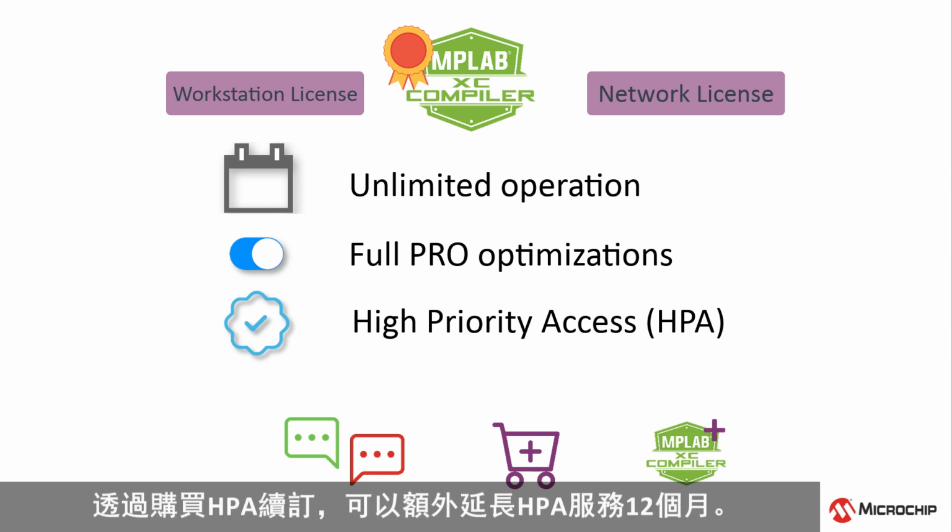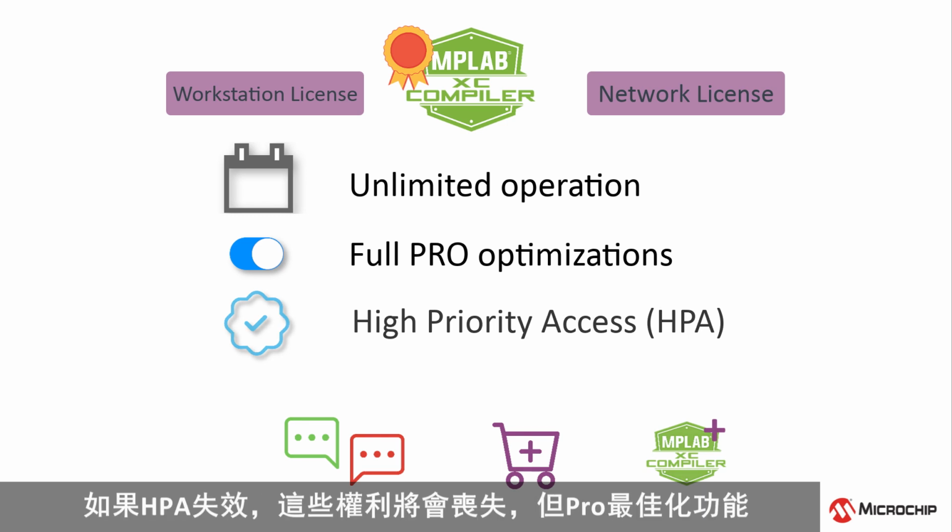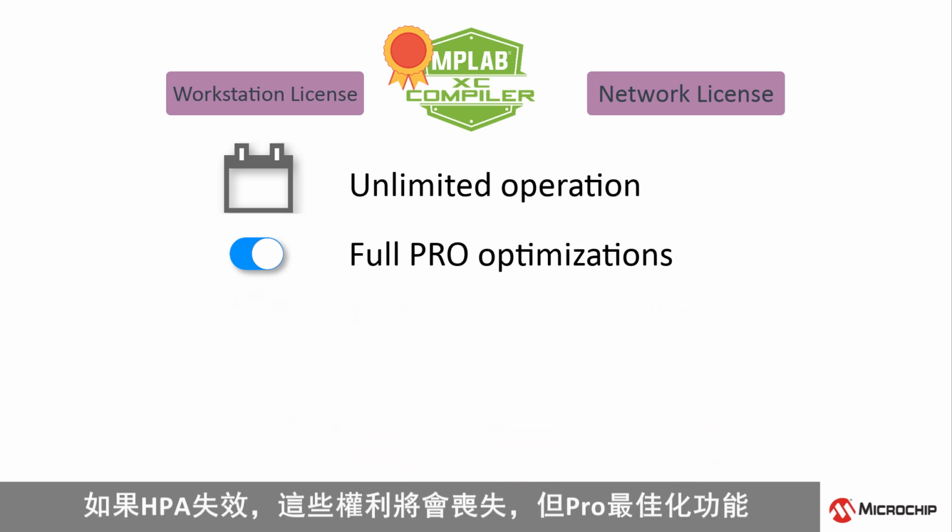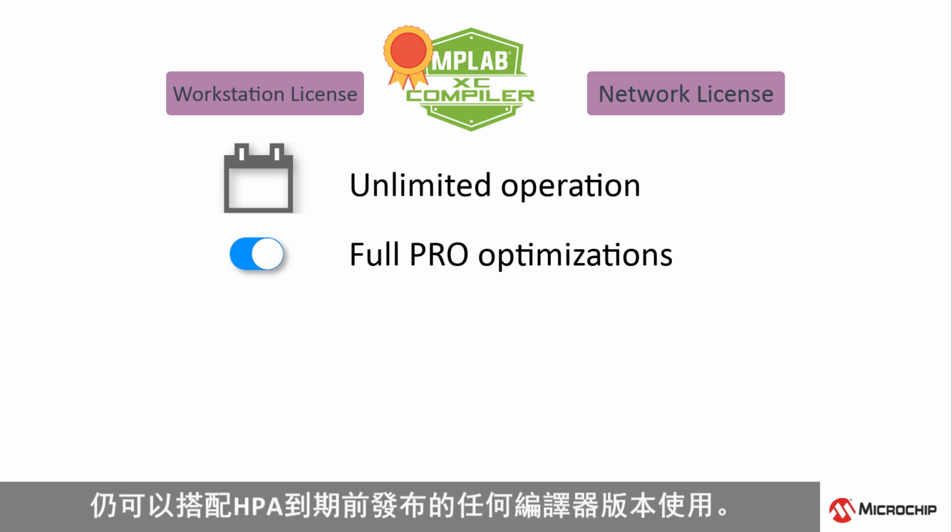The HPA service can be extended for an additional 12 months by purchasing an HPA renewal. If HPA lapses, these entitlements are lost. However, you can still use PRO optimizations with any compiler version that was released before the HPA expired.